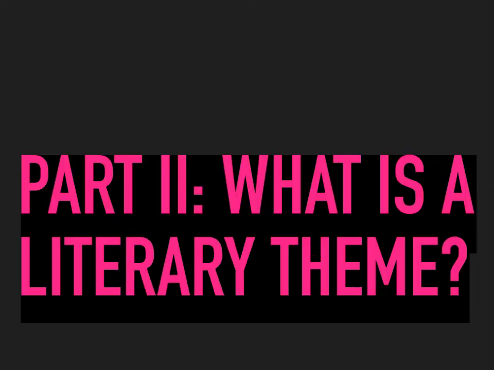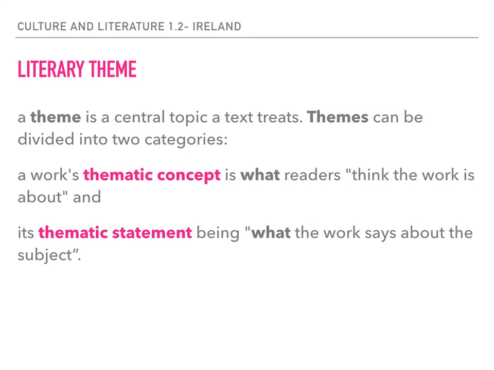And that brings us to part 2, which is we're going to talk about what a literary theme is. So I want to remind you of something that we discussed in Literature 1, which is that a theme is a central topic that a text treats. Themes can be divided essentially into 2 categories. The first one is a work's thematic concept, and this is what readers think the work is about. The second is a thematic statement. That means what the work says about the subject.